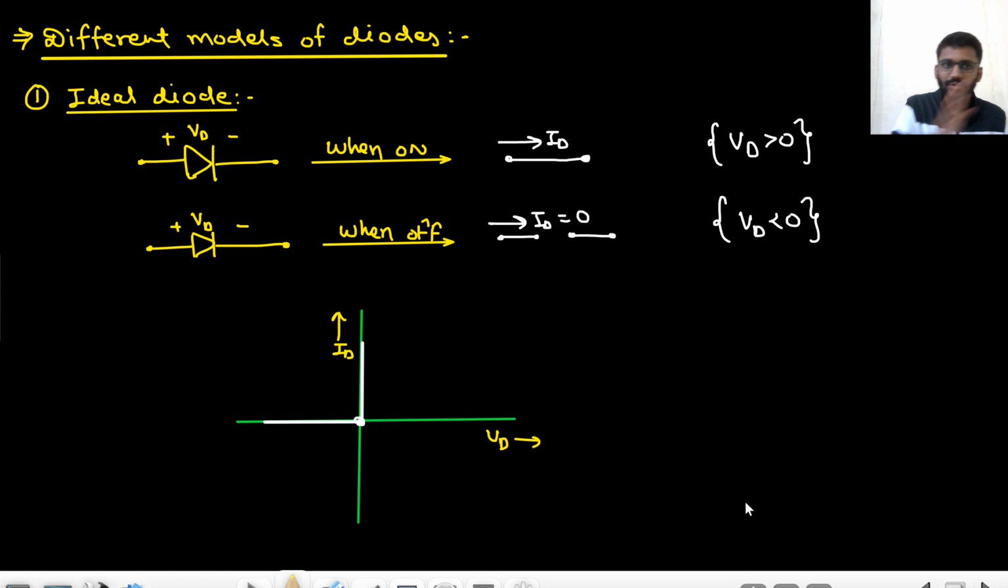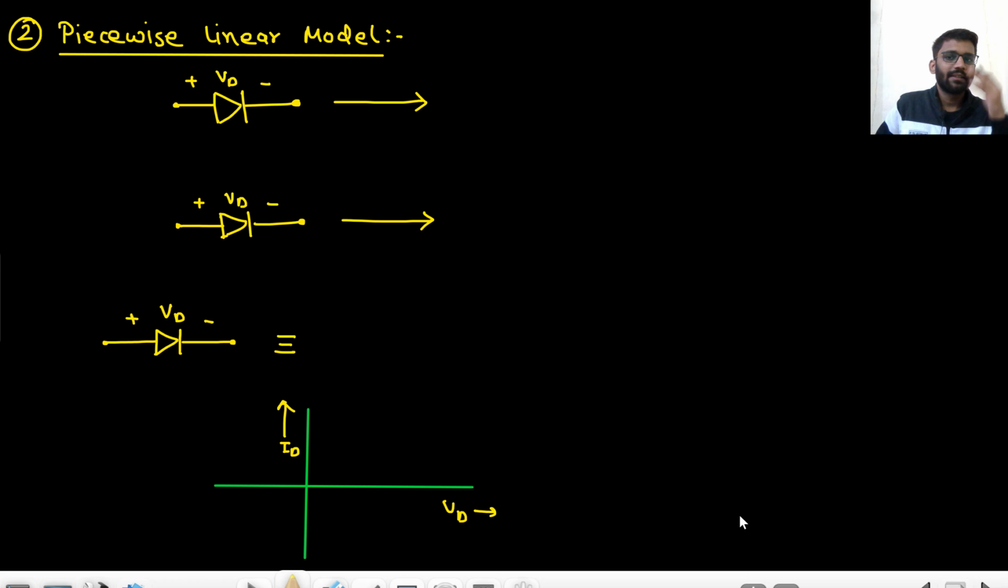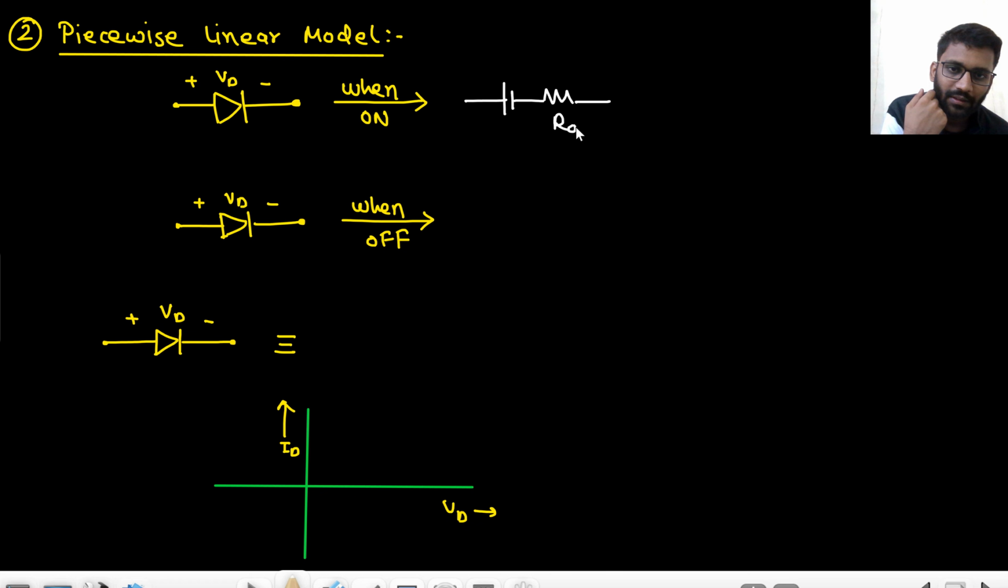Then there is this diode, piecewise linear model. In this model, when the diode turns on, it would look like a simple battery with an R on resistance. We call this battery V gamma. From P to N side, this is P side and this is N side, so P will be the positive one. So the diode is simply replaced with a battery of V gamma and R on resistance. And when it is off, it will simply be open circuited.